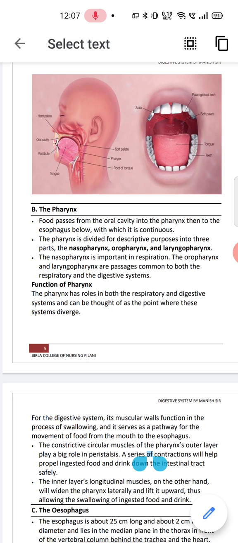For the digestive system, its muscular wall functions in the process of swallowing, and it serves as a pathway for the movement of food from the mouth to the esophagus. It helps in the food pathway. It is a connection between the esophagus and mouth, so it plays an important role in the movement of food.